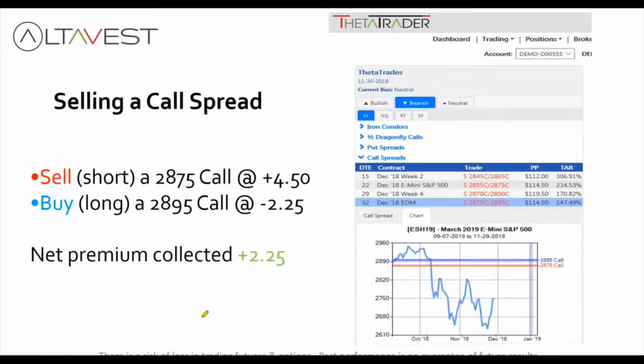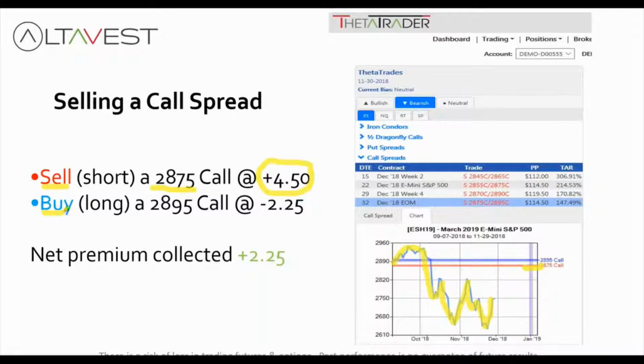The infamous highlighter. Here we go. So let's say we are selling a 28.75 call, and we're going to collect 4.5 points. Looking at the graph here, you can see the E-mini S&P and what it has done in the prior 2 or 3 months, and here's where it's currently trading. You sell a 28.75 call, represented by the red horizontal line.